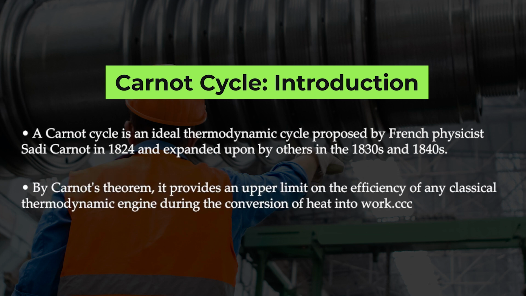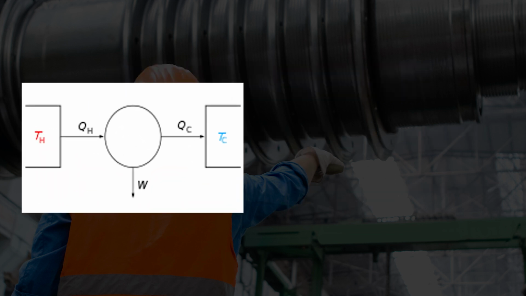By Carnot's theorem, it provides an upper limit on the efficiency of any classical thermodynamic engine during the conversion of heat into work. Here in this slide, we can see a complete description of the Carnot cycle, where there is a source at high temperature and another sink kept at low temperature. So, in this case we can see the heat is flowing from higher temperature to lower temperature. In between we are able to get work out of it.